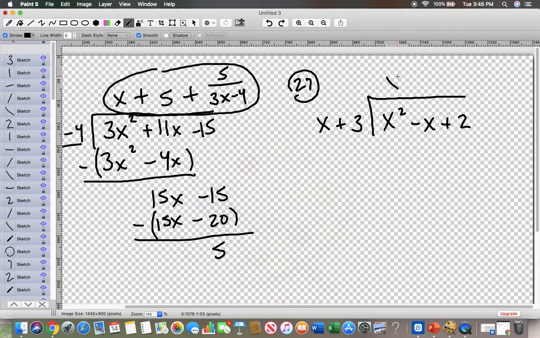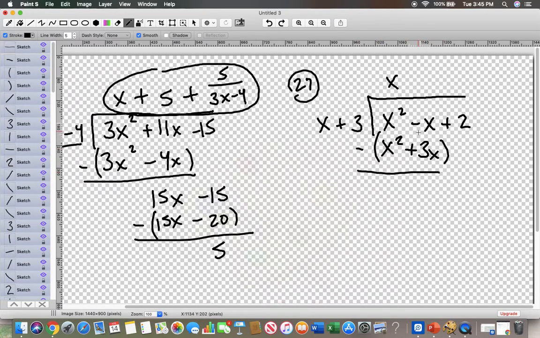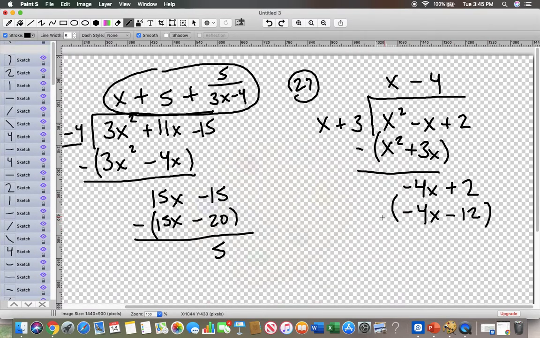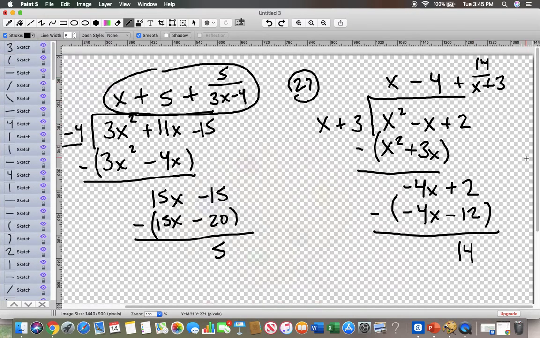x squared divided by x, that's x, so x squared plus 3x. Subtract, that's negative 1 minus 3 is a negative 4x, plus 2. So negative 4x divided by x, that's a negative 4. Negative 4 times x is negative 4x. Negative 4 times 3 is negative 12. Subtract these. Negative 4 plus 4 is 0. 2 minus a negative 12, 2 plus 12. My remainder is 14. So I'm going to tag that on to my answer up here. That is your final answer: x minus 4 plus 14 over x plus 3.